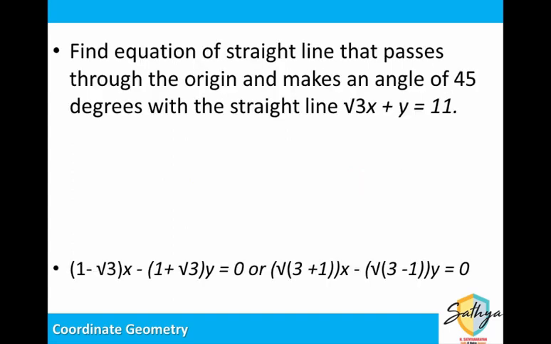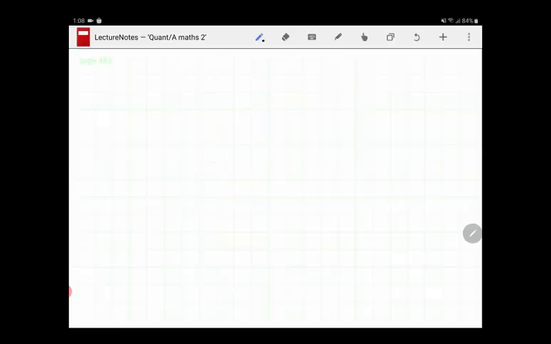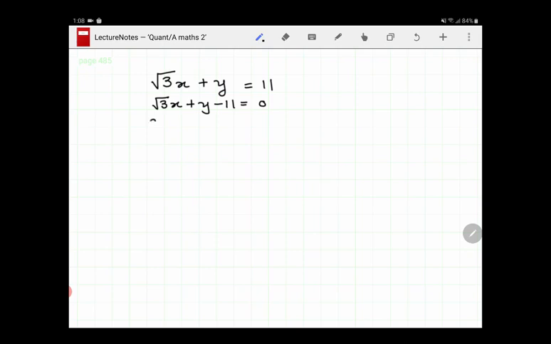Now, this question says find the equation of the straight line that passes through the origin and makes an angle of 45 degrees with the straight line root 3x plus y is equal to 11. So I'm given the equation. The equation of the line is root 3 times x plus y is equal to 11. Converting into standard form, root 3x plus y minus 11 is equal to 0. We get the value of a is equal to root 3, the value of b is equal to 1, and the value of c is equal to minus 11.